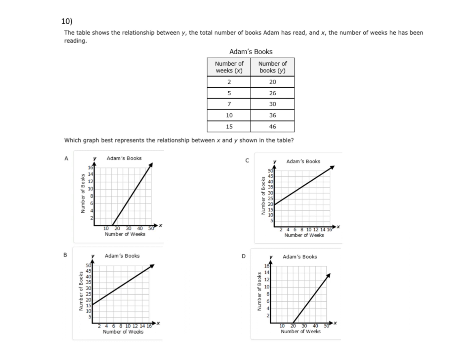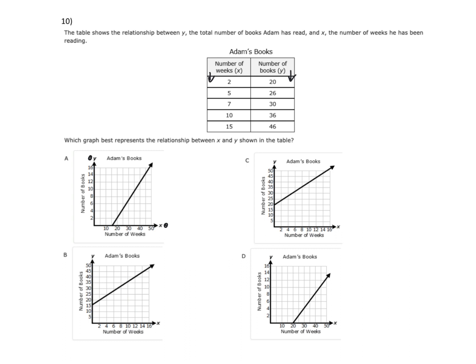10 says the table shows the relationship between Y, the total number of books Adam has read, and X, the number of weeks he has been reading. Which graph best represents the relationship between x and y shown in the table? So we look and we see that y is on this side right here. This is y and this is x. Now we need to know that x's on our graph are right here and y's are up here. It's very important to know.